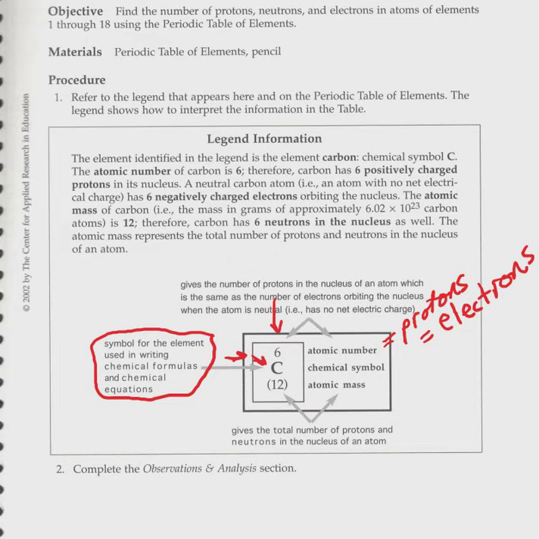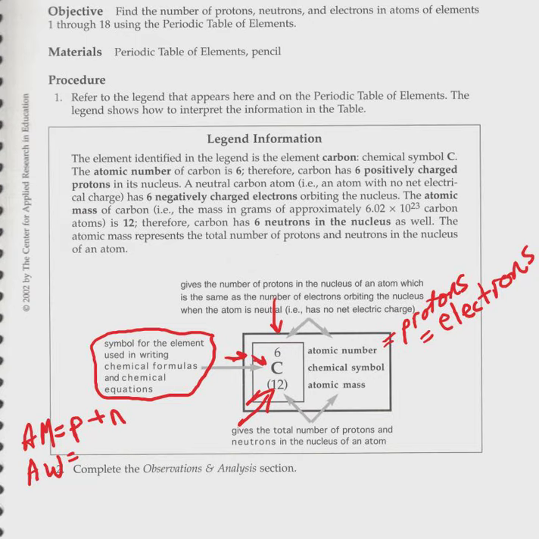Anyway, so we have 12. 12 is the atomic mass for carbon. And so we know that the atomic mass, which you can sometimes see as atomic weight, but for our purposes, we're going to say atomic mass, is going to equal the number of protons plus the number of neutrons. And we can rework that formula algebraically.